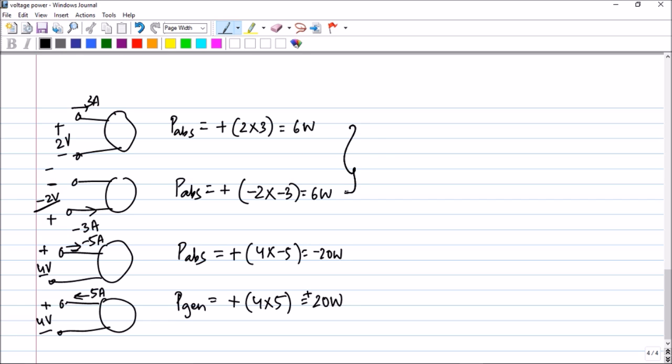In this case, the power generated will be equal to minus 6 watts. In this case, you got power absorbed to be minus 20 watts. So the power generated will be equal to plus 20 watts.